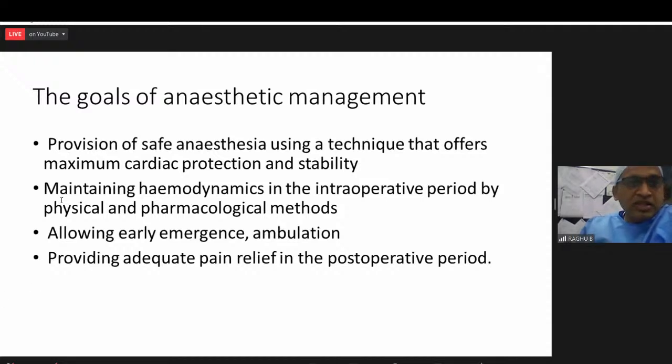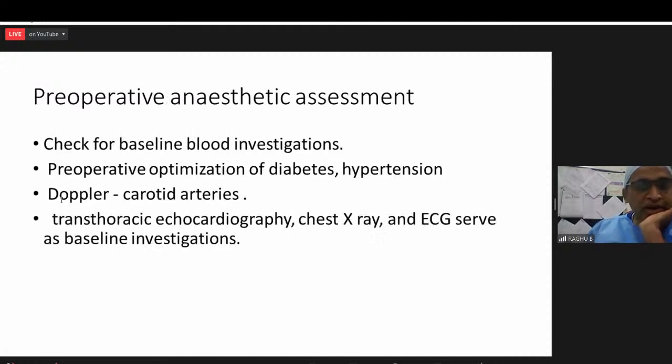Coming to the goals of anesthesia, the main goal is to provide a safe anesthesia for a compromised patient using a technique that offers maximum cardiac protection and stability, maintain the hemodynamics first with physiological and then with pharmacological methods, and at the end of the operation, allow the patient early emergence and ambulation, and provide adequate pain relief in the post-operative period.